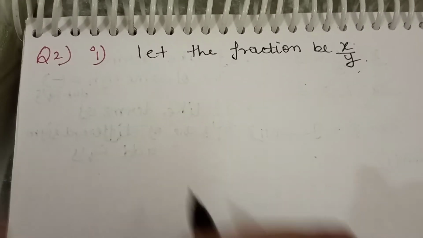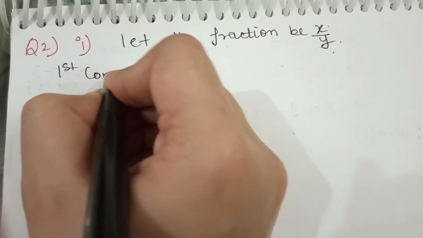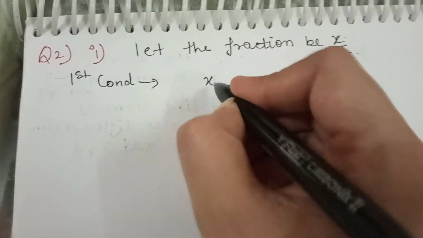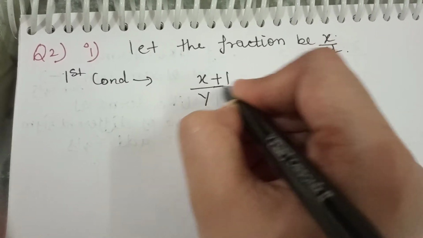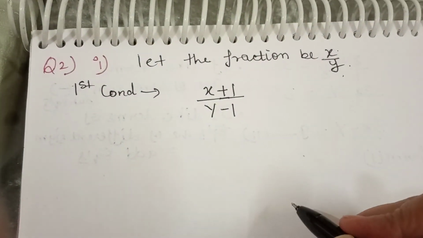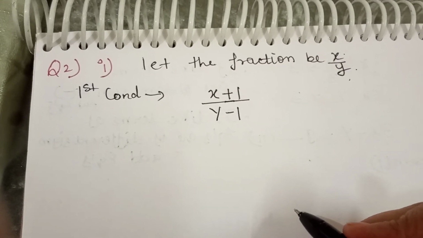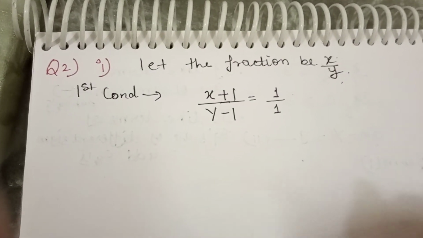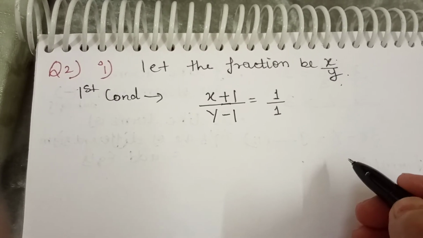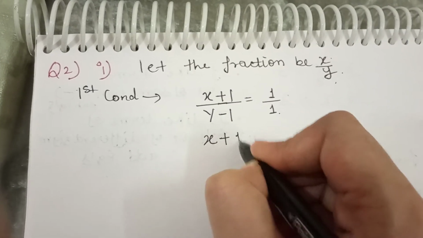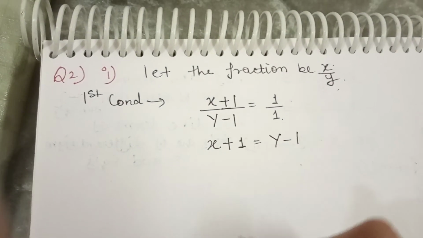Now according to the two conditions, make two equations. So first condition, what are they saying? If we add 1 to the numerator, we first write the fraction, then we will add 1 to the numerator and subtract 1 from the denominator. A fraction reduced to 1, and we can write 1 in the denominator. Now do the cross multiplication for making the equation. Multiplying by 1 makes no difference. x plus 1 will be equal to y minus 1.